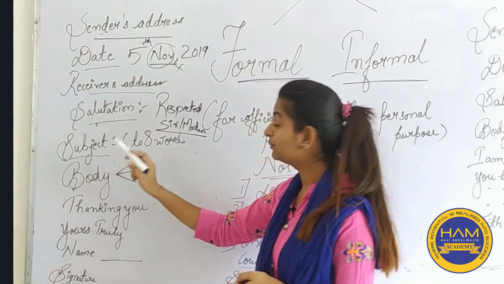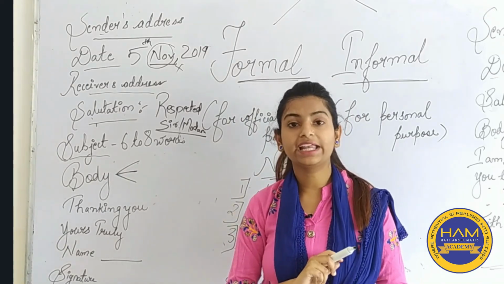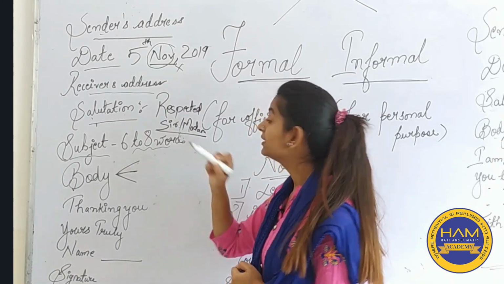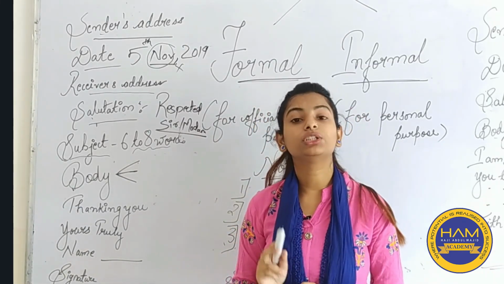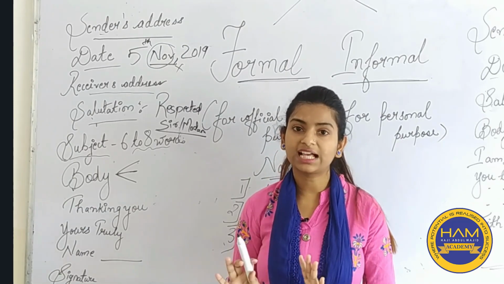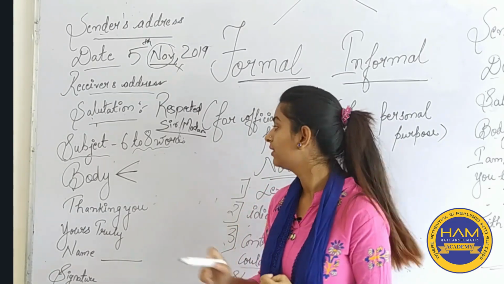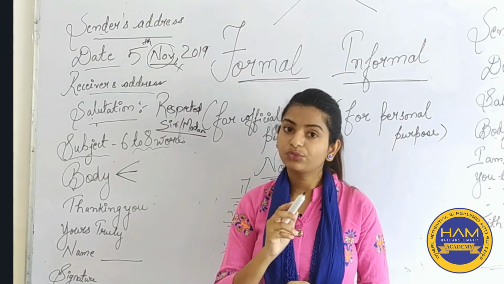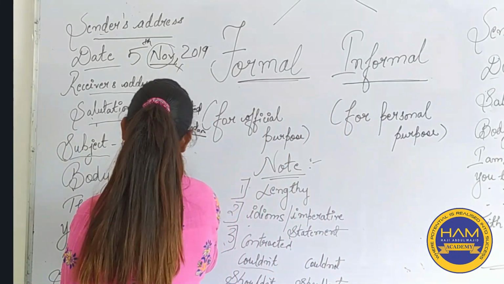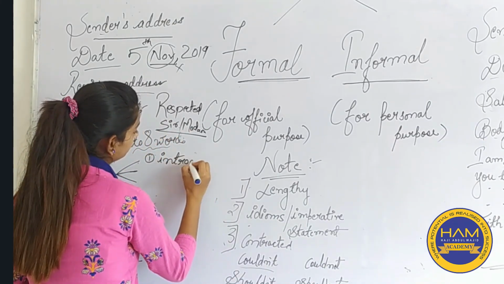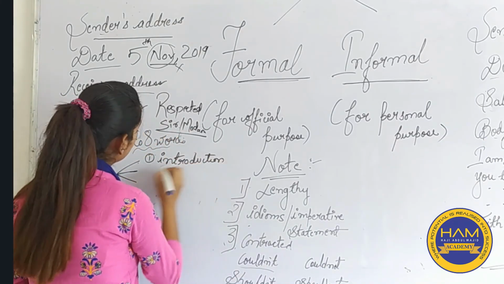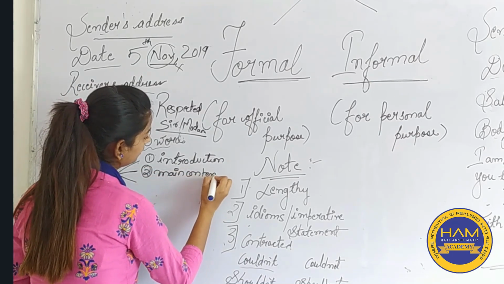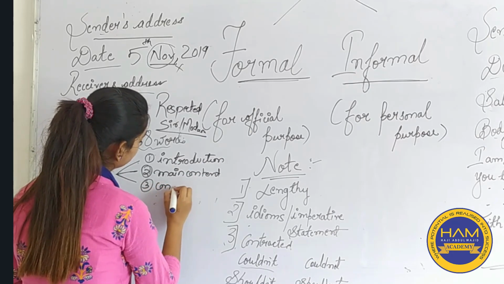Now comes the subject. Always keep in mind while writing subject that it should not exceed the word limit of 6 to 8 words. It should be short, simple, precise and apt to the topic. Now comes the body of the letter. Body of the letter can be divided into three parts. First is the introduction. Second is the main content. And third is the conclusion.